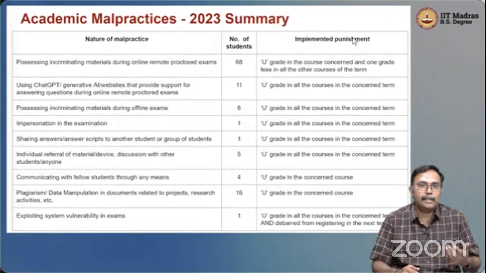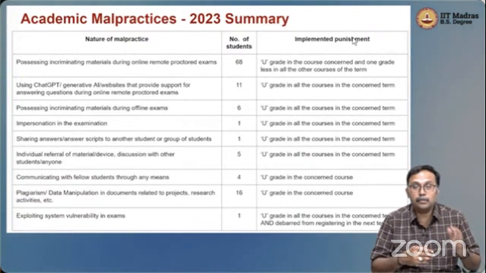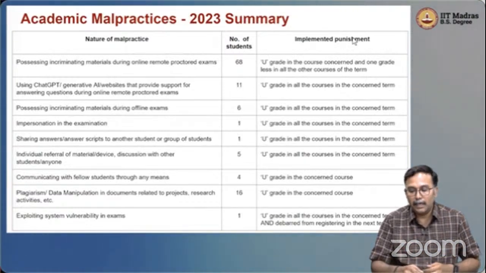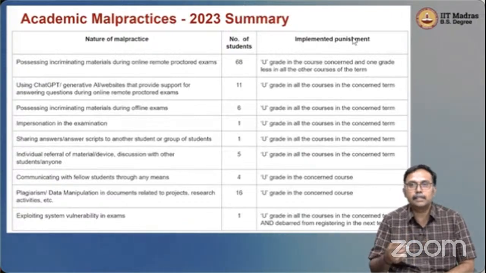Communication with other students through any means, it could be just WhatsApp or some other communication mechanism during an exam. This is communicating with fellow students during an exam. It is considered to be an academic malpractice, and if you do that, you get a U grade in the concerned course. Plagiarism or data manipulation has also resulted in U grades for students, and exploiting system vulnerability is a very serious offense, and the student who actually did this has been given a U grade in all the courses in the concerned term and has been debarred from registering for courses in the subsequent term.